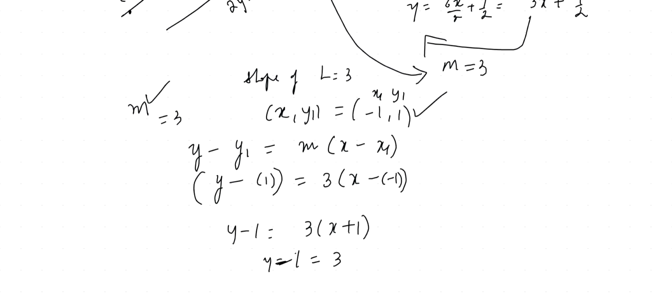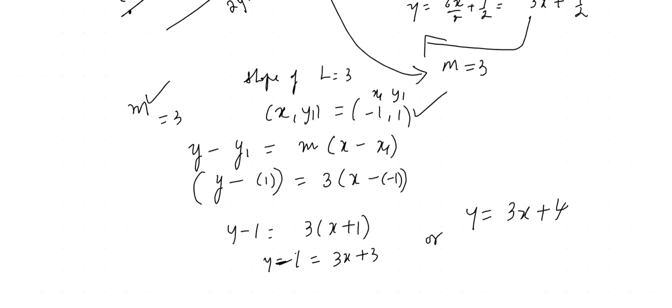You can bring everything over, so y is equal to 3x plus 3 plus 1, because the -1 comes over and becomes +1. So 3 plus 1 is 4, and y is 3x plus 4.